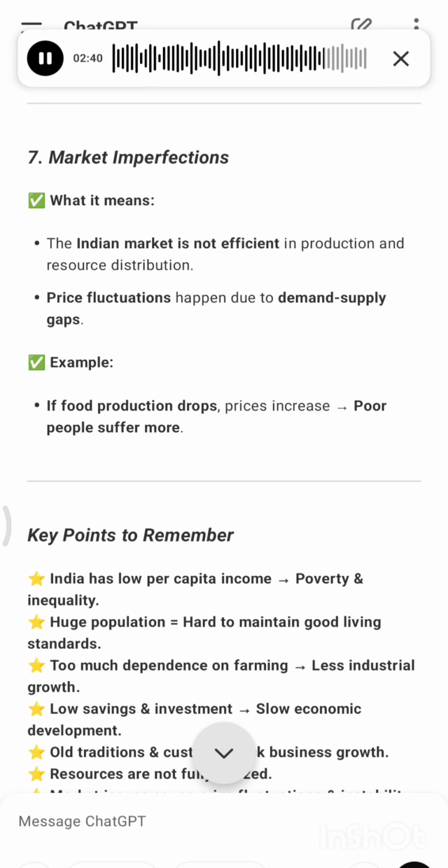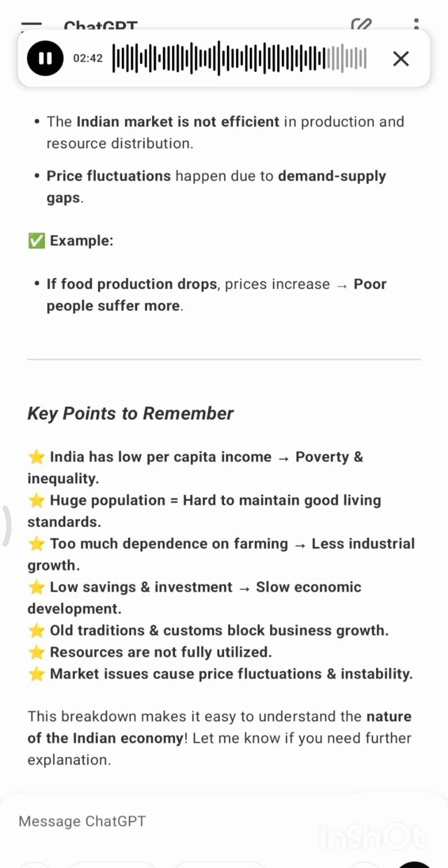Key points to remember. India has low per capita income, poverty, and inequality. Huge population, hard to maintain good living standards. Too much dependence on farming. Less industrial growth. Low savings and investment. Slow economic development. Old traditions and customs block business growth. Resources are not fully utilized.